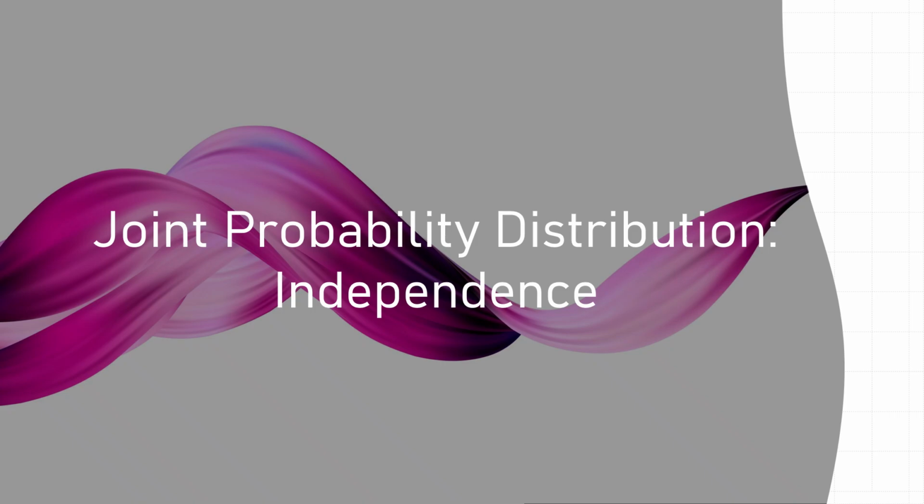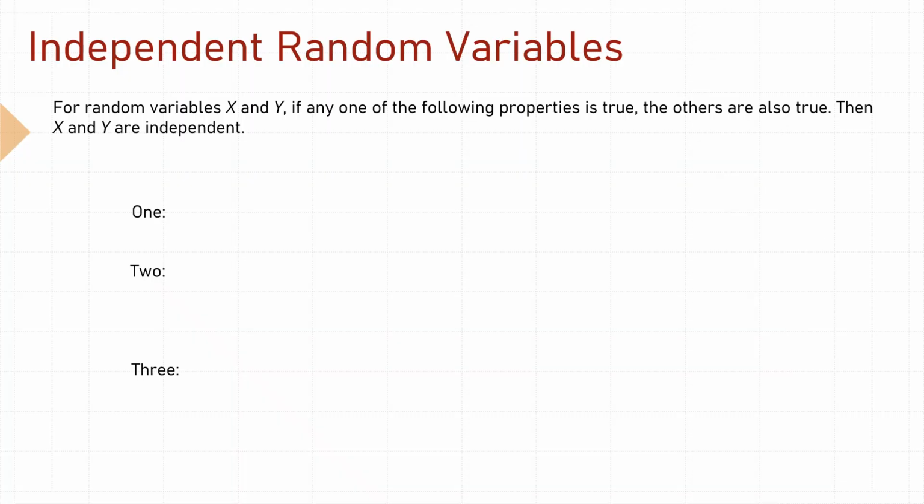Here, we will talk about independence in joint probability distributions. Imagine we have two random variables, x and y. By definition, when we say x and y are independent, we mean that knowing the value of x doesn't tell us anything about y, and vice versa. They are completely separate, like two strangers who don't interact.